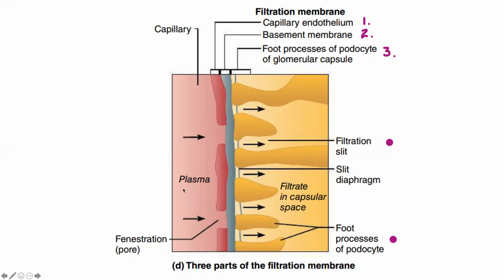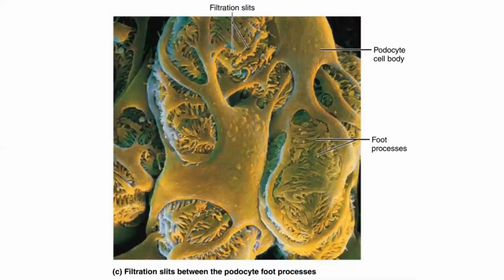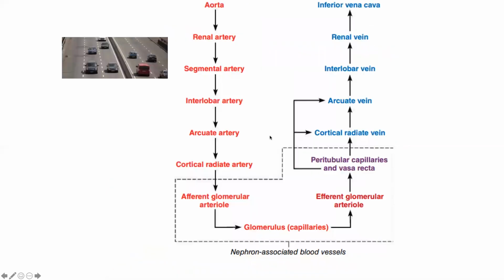And here, the plasma is filtered across this membrane, and these are the filtration slits. These are the foot processes of the podocytes. That is the way our blood is filtered into the Bowman's capsule. And now this is the photomicrograph, which is showing the podocytes surrounding the glomerular capillaries.